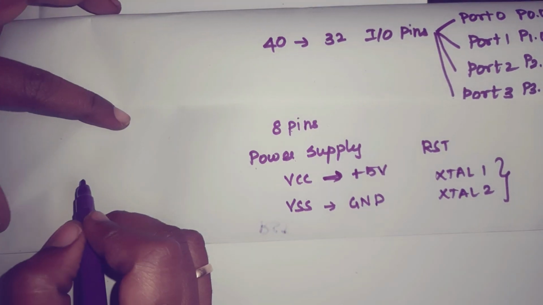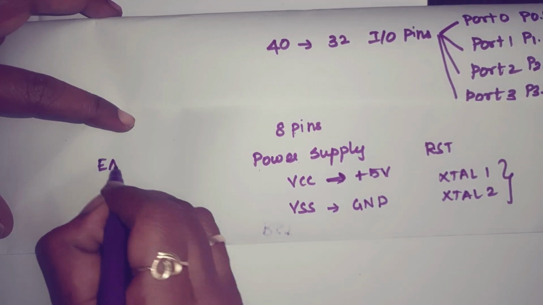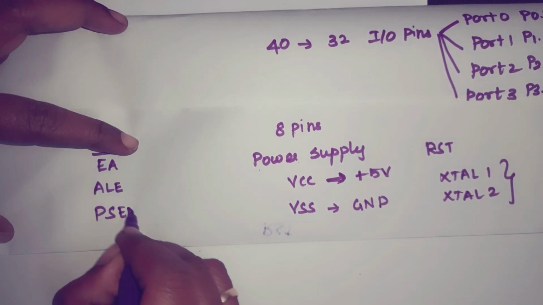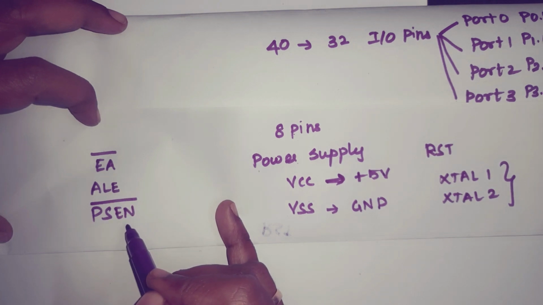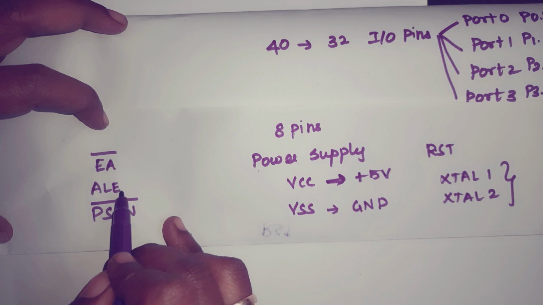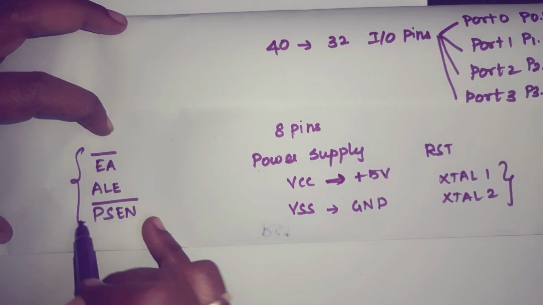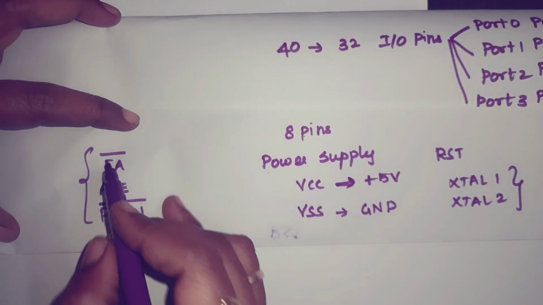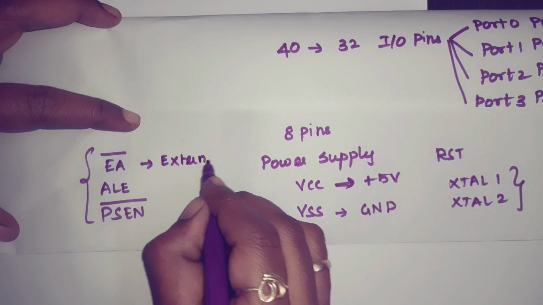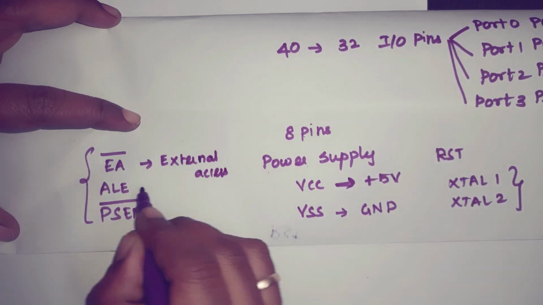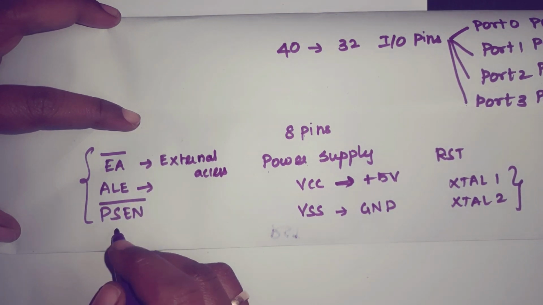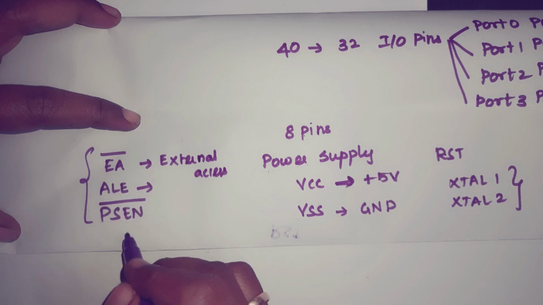The 3 pins are called control pins. They are EA, ALE and PSEN. This EA and PSEN are active low output signals and ALE is an active high output signal. These 3 are used to access the external program memory. EA, that is external access, and ALE is known as address latch enable. PSEN is known as program store enable. Let us see one by one.